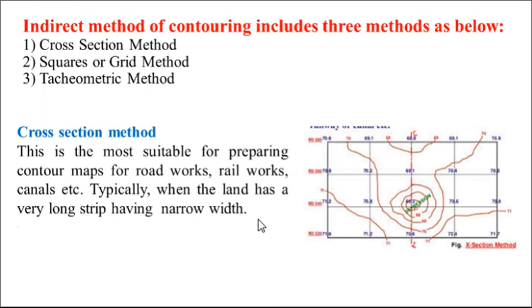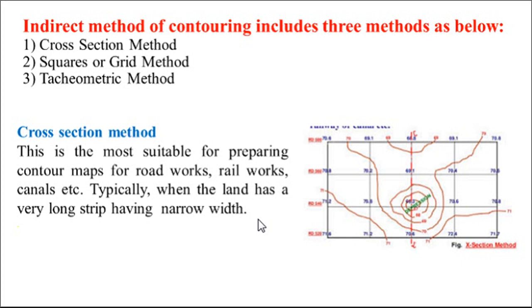In case of indirect methods of contouring, again there are three sub methods. First one is called the cross section method, second one is the square or grid method, and third one is the tachometric method. This tachometric method we are going to study in the next unit. Only the first and second methods we are going to study in this unit. So starting with the cross section method.